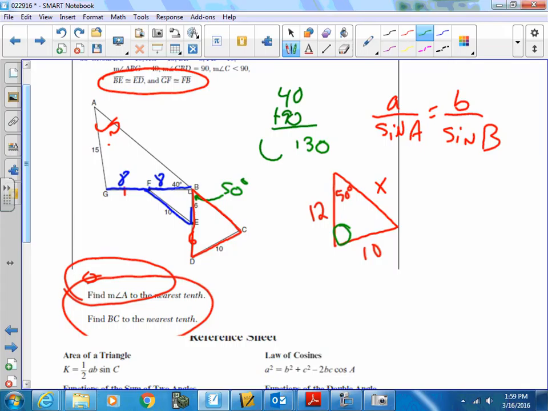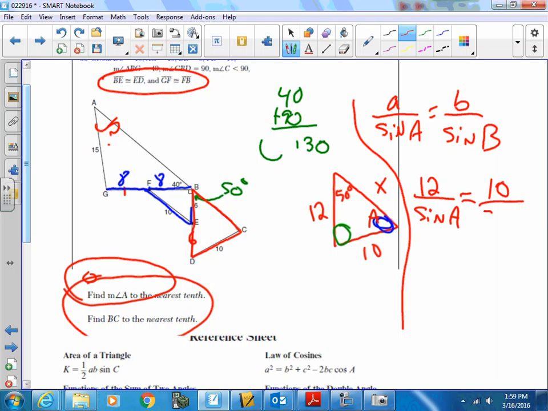But we can use it to find this angle. Once we know this blue angle, we'll know the green angle and be able to use it. So let's go ahead and do that. We're going to set it up: 12 over the sine of A. This is going to be A now. The sine of A is equal to B, so our B will be the other side we know, 10 over the sine of 50.